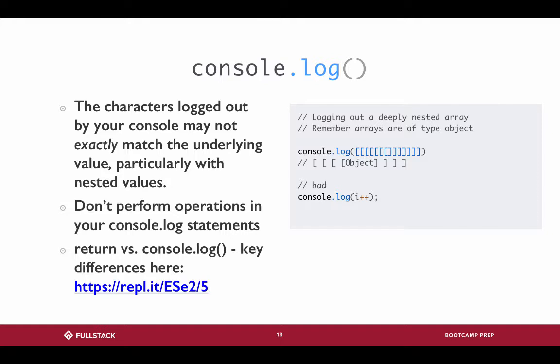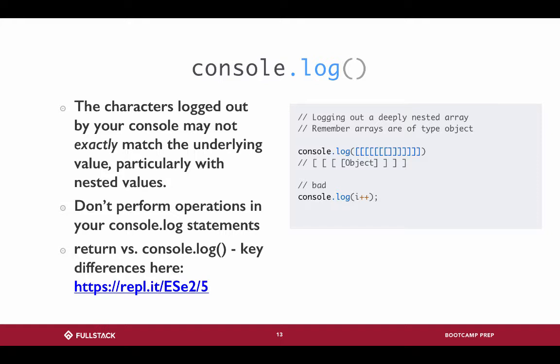Some other things to do, or not to do, with console logs. Like I was showing before with the nested arrays, if it's too nested, JavaScript's not going to traverse your whole nested array. It's just going to spit out this. So make sure you're accessing exactly what you want, not a whole object of things.